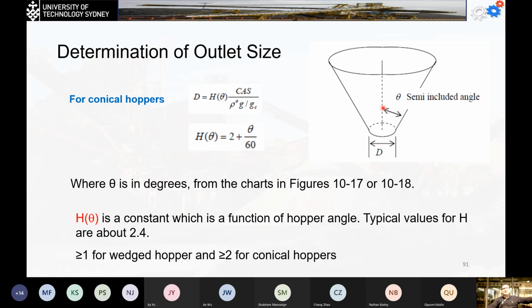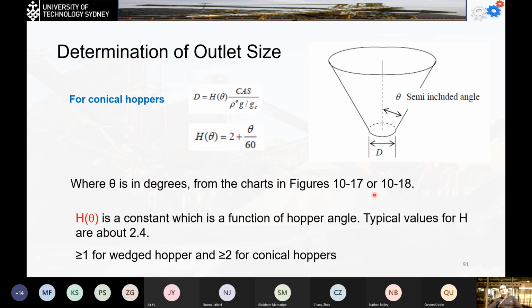Theta is this semi-inclined angle, and we found it in the chart we just described. D is the diameter of the outlet. D can be found by multiplying H theta by the sigma c divided by the density multiplied by g divided by gc. H theta for the conical hoppers is equal to 2 plus theta divided by 60. How to get the theta?